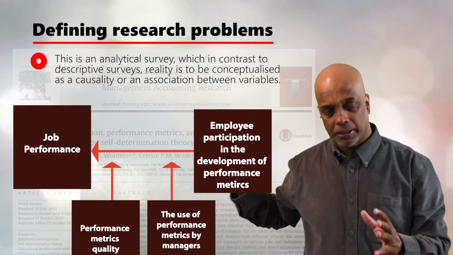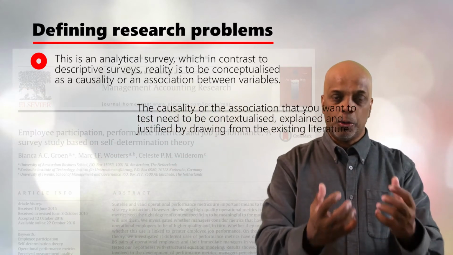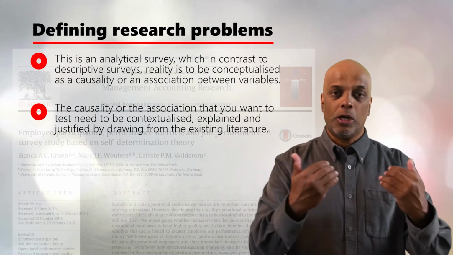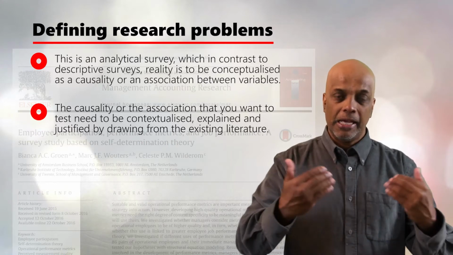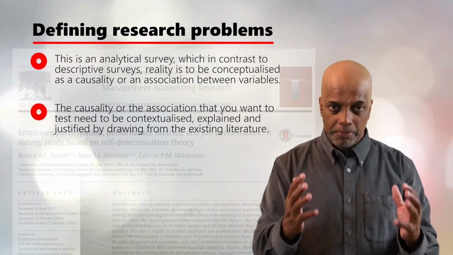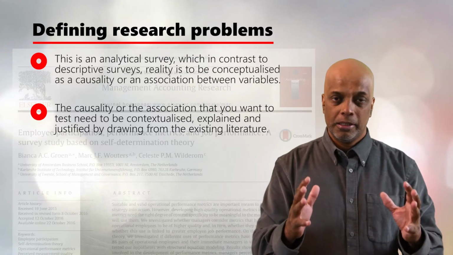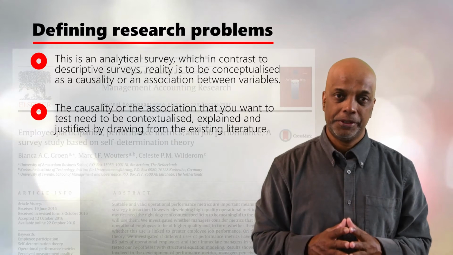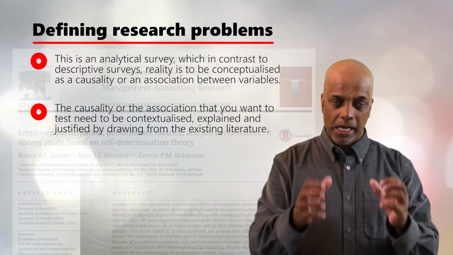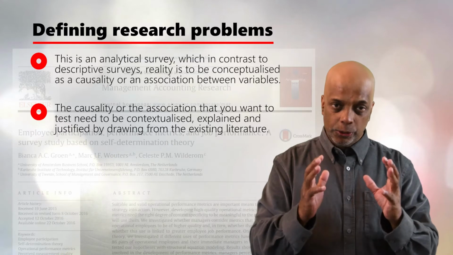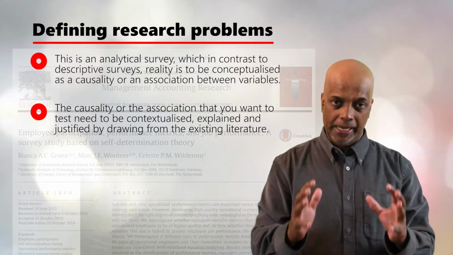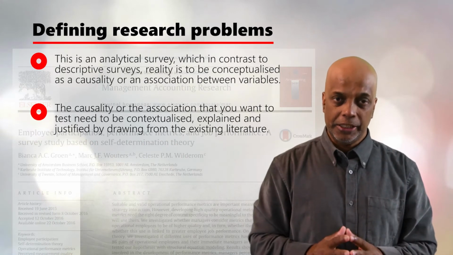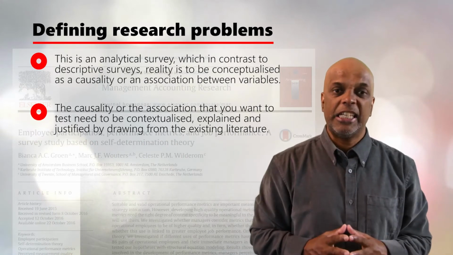Now yet again, when you go through this particular paper, see how they draw upon the existing literature to explain and justify and to contextualize their research problems and aims. That is a very important element when you are writing your dissertation or thesis. So you need to justify, explain and contextualize your research problems and aim within the existing literature by drawing upon it.